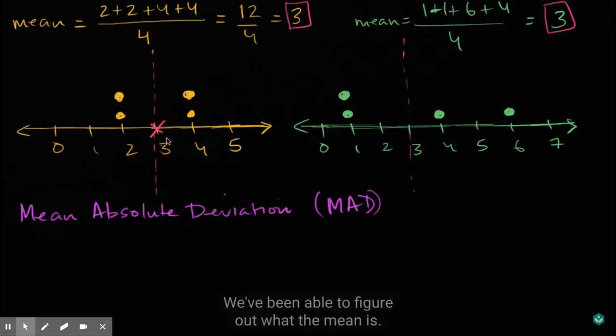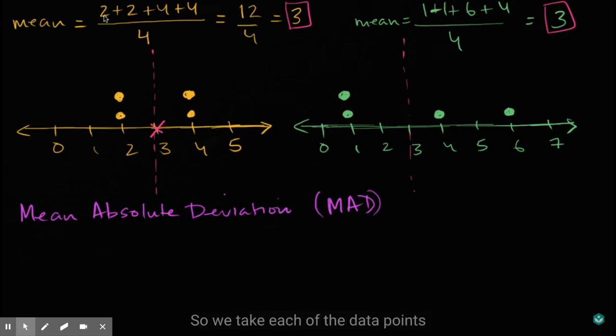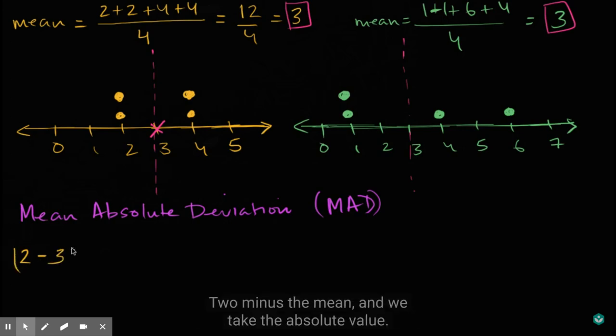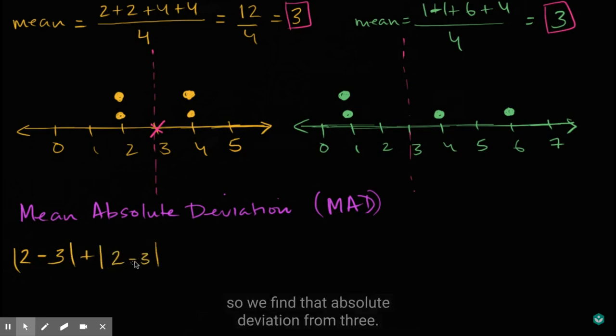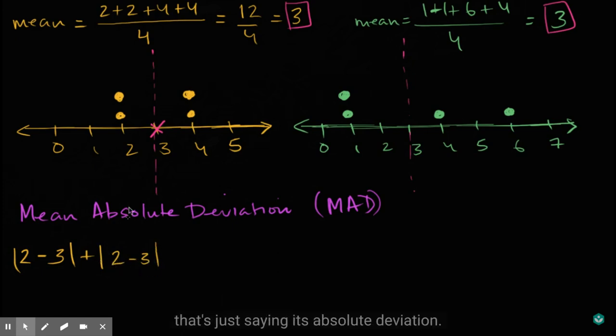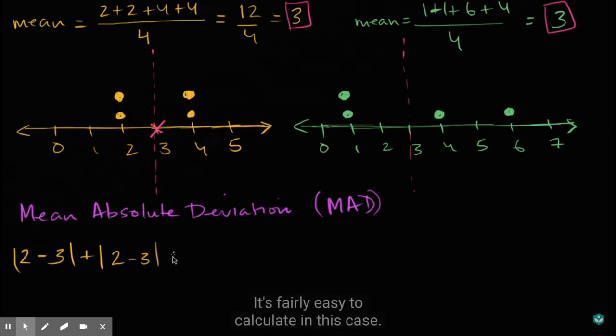So we've been able to figure out what the mean is. The mean is 3. So we take each of the data points and we figure out its absolute deviation from the mean. So we take the first 2. So we say 2 minus the mean, and we take the absolute value. So that's its absolute deviation. Then we have another 2. So we find that's absolute deviation from 3. Remember, if we're just taking 2 minus 3 and taking the absolute value, that's just saying its absolute deviation. How far is it from 3? It's really easy to calculate in this case.